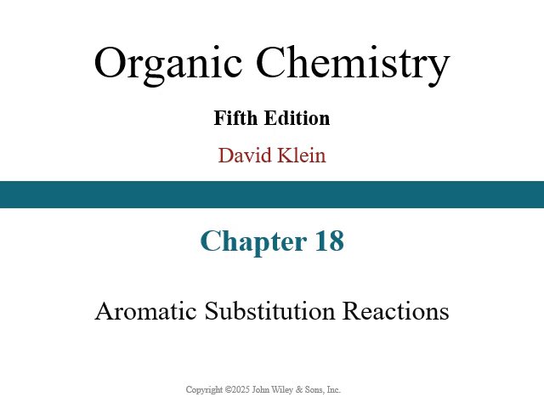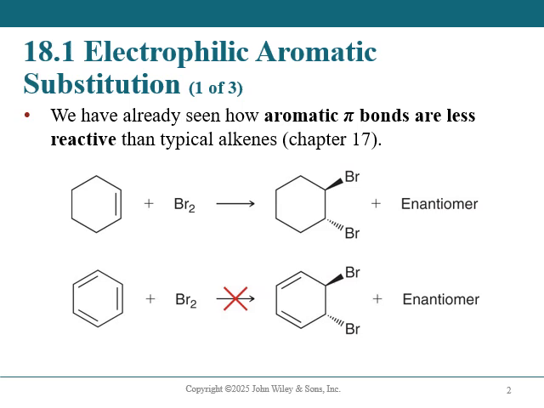Hello, in this chapter we will be covering aromatic substitution reactions. We've already seen how aromatic pi bonds are less reactive than your typical alkenes. Here we have an example of your typical alkene in a cyclic system and a bromination reaction, whereas if this alkene were part of an aromatic system, that reaction would not proceed.